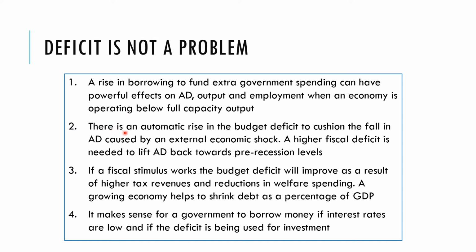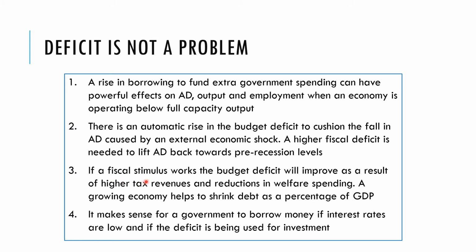Often we would expect to have a deficit occur to cushion the fall in AD that is caused by an external economic shock. So for example, the fact we have had a recession recently and not a particularly strong recovery would suggest that actually there should be a budget deficit, government spending should be higher than taxation to get us back towards pre-recession levels.